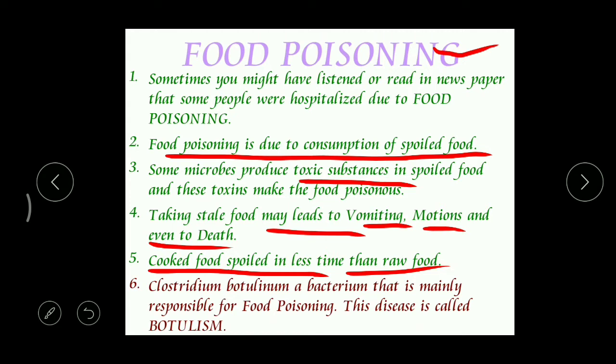Got it? And when we take a bacterium by the name Clostridium botulinum, it is the kind of bacteria that is mainly responsible for spoilage of different types of food items. And we call that disease botulism. Got it? So what is the name of the bacteria? That is Clostridium botulinum, and it is a bacteria, right?